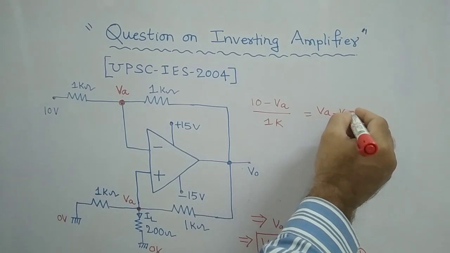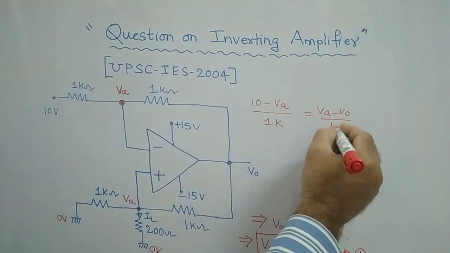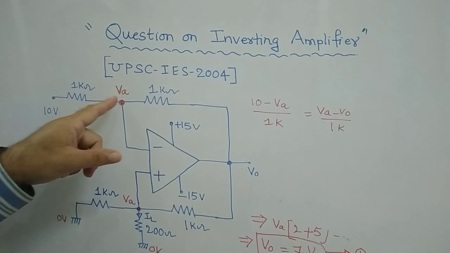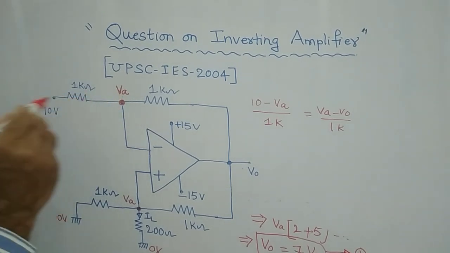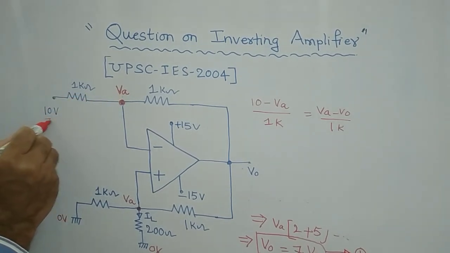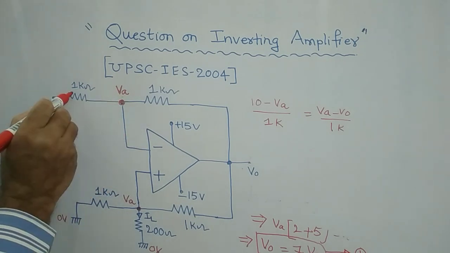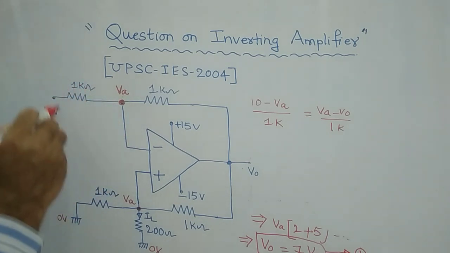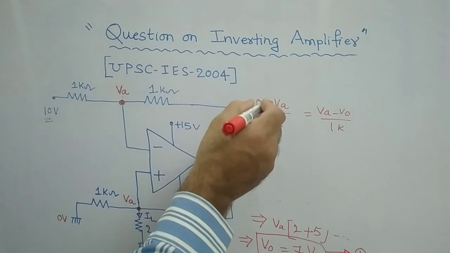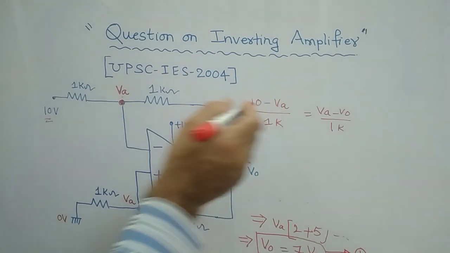VA minus V naught by 1 kilo ohm. Clear? At this particular node, if you apply KCL, 10 minus VA by 1 kilo ohm, where 10 is the input voltage, is the current flowing. This is the current, in V by R form, I is equal to V by R.